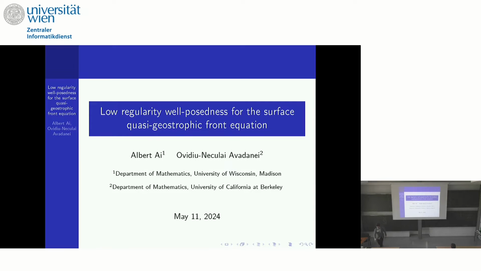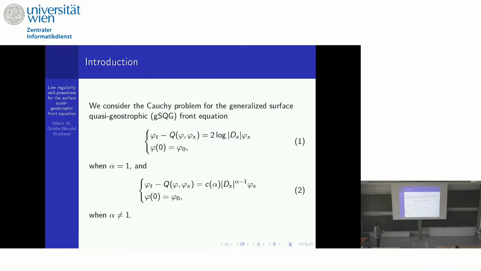So, as I was telling you, I'm going to tell you about the initial value problem for the generalized surface quasi-geostrophic front equation, which reads φ_t − Q(φ_x) = 2 log of ∂_x φ_x with initial data φ(0) = φ_0 when α is equal to 1, and φ_t − Q(φ_x) = c(α) times |∂_x|^(α−1) when α is not equal to 1. I'll tell you in a bit what the story about α is.